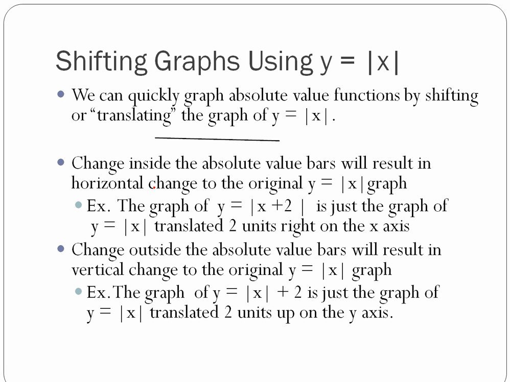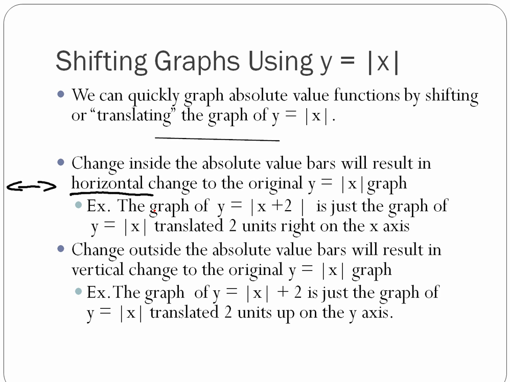As we look at these examples, when there's change or there's something different inside the absolute value bars as opposed to our original y equals the absolute value of x, that's going to result in a horizontal change or a side-to-side change. We're not going to draw side-to-side arrows, but I just want you to remember that horizontal means side-to-side. But it will be a horizontal change from the original graph.